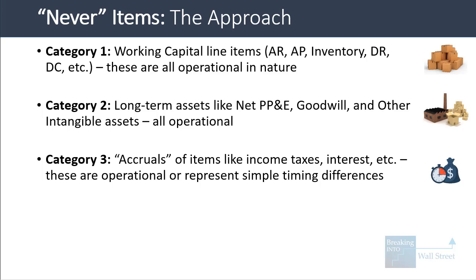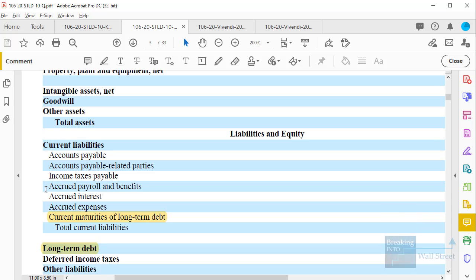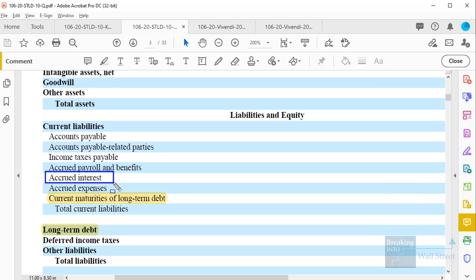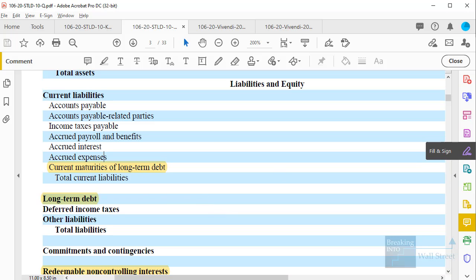Then you have items like accruals of income taxes, interest, and so on. And at first, you might look at something like accrued interest and say that it is non-operating or financial in nature. And in a sense, it is, but the problem here is that this doesn't really represent long-term investment in the company or an outside investor group in any way. All it represents is the fact that the company may accrue interest over a month or 2 months or 3 months and then pay it in cash at the end of the period. So it's really just a simple timing difference, and it doesn't tell you anything about the actual outside investor groups. These are represented here by the debt investors mostly.